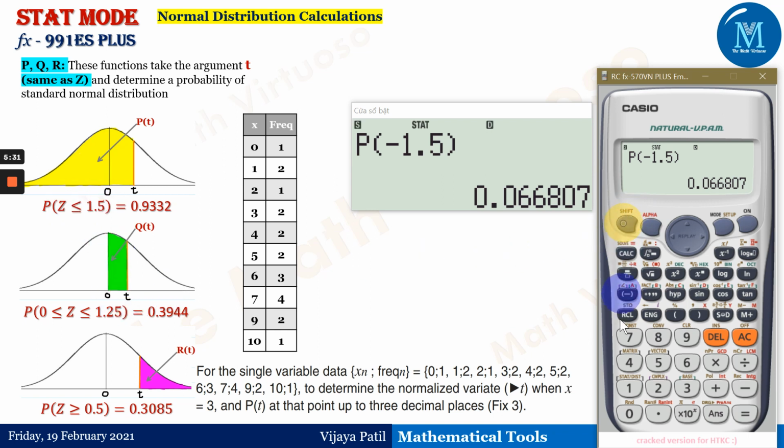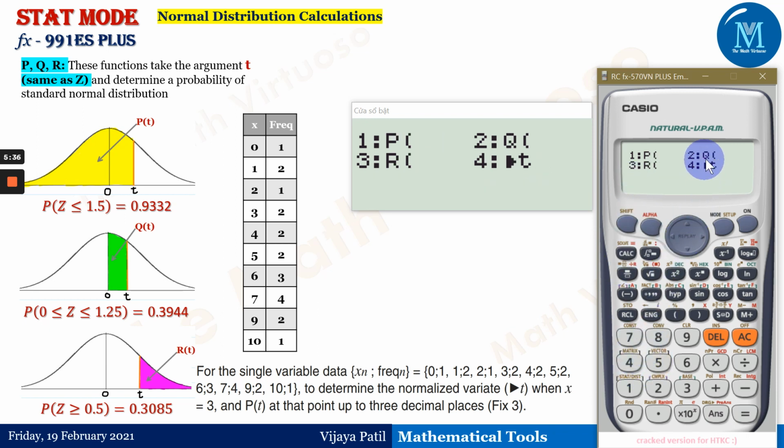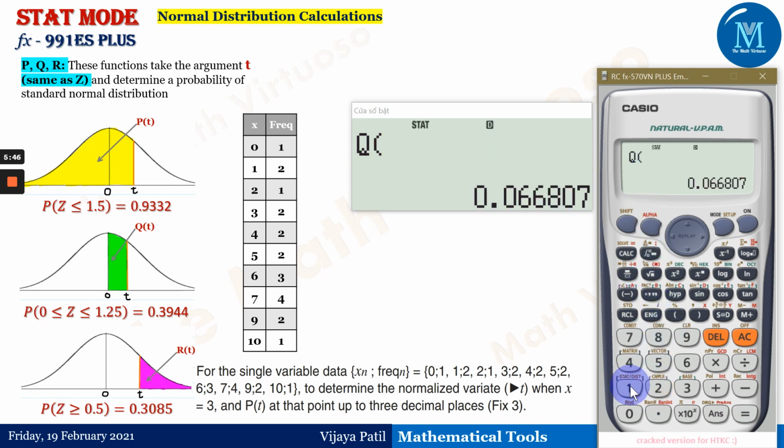Now again shift 1, I've got again 5. I need to go back. Now I need to have 1.25. What is the probability of 0 to 1.5? 1.25. So Q for 2, Q is 1.25. 1.25 bracket complete equals, so I'm getting the value as 0.39435, and because of this 5, this becomes 4.